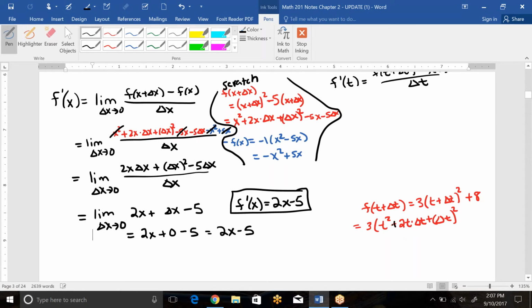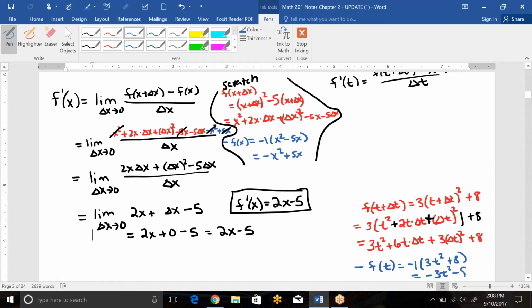It'll actually sometimes help if your plus signs are in different colors than your t's. So that's sometimes why we don't like using the letter t, but you should see that you can do this with any variable. And then we have our plus 8 at the end. So we distribute this, and it becomes 3t squared plus 6t times delta t plus 3 delta t squared plus 8. And then in blue, just remember the negative signs of the function. So negative f of t would be negative 1 times 3t squared plus 8. So it's negative 3t squared minus 8.